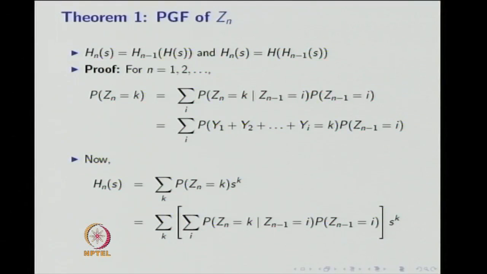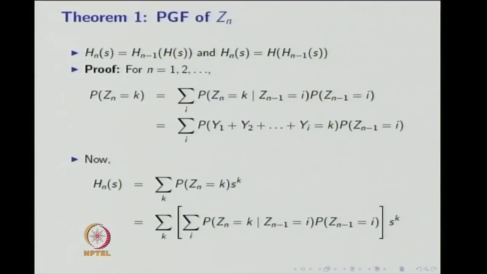Our interest is to find out the probability generating function for zn, where n is 1, 2, 3 and so on. This we are going to give it as a theorem. Hn of s, this is nothing but the probability generating function for the random variable zn, is same as h of n minus 1 of h of s. And hn of s also can be written in the form of h of hn minus 1 of s. Let us see the proof for this.